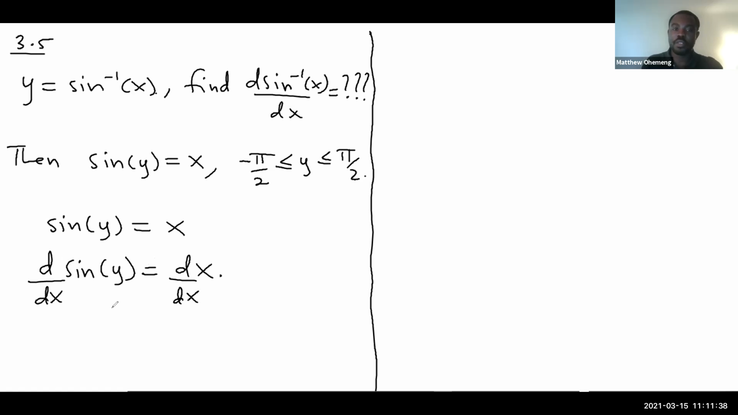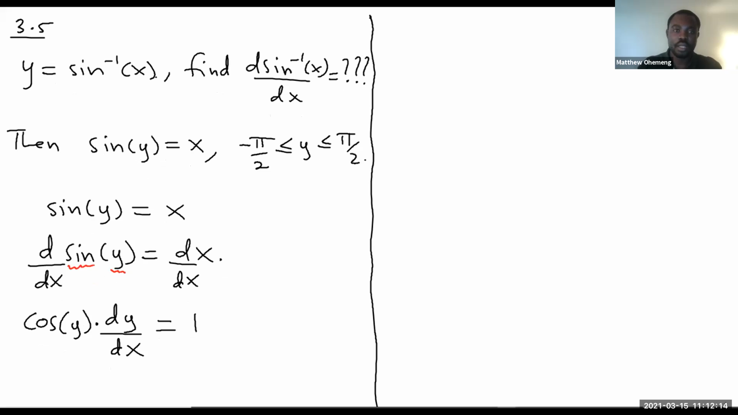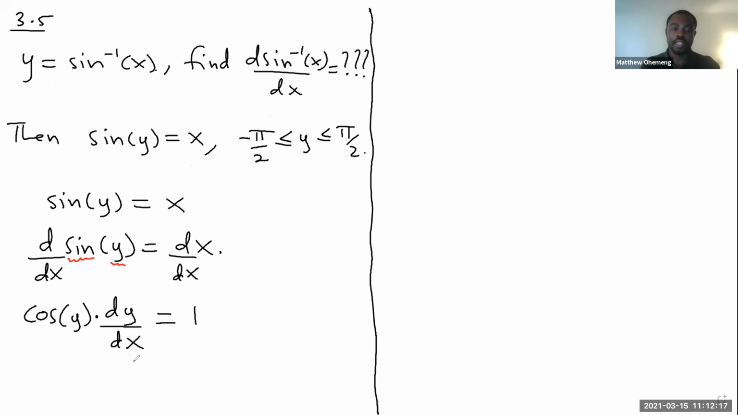For d over dx of sine of y, don't forget that y is a function of x. So on the left-hand side, we have to employ the chain rule, because sine is the outer function and y, which is some function of x, is the inner function. By the chain rule, you differentiate the outer function. The derivative of sine is cosine. Plug in the inner function, so I plug in y, times the derivative of the inner function, which is dy over dx. And that equals the derivative of x with respect to x, which is just 1. So that leaves us with cosine of y times dy over dx equals 1.